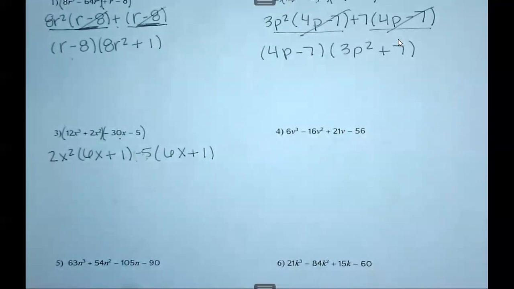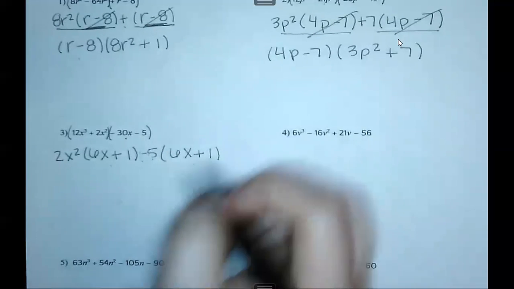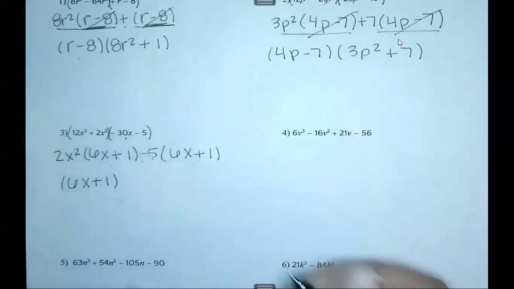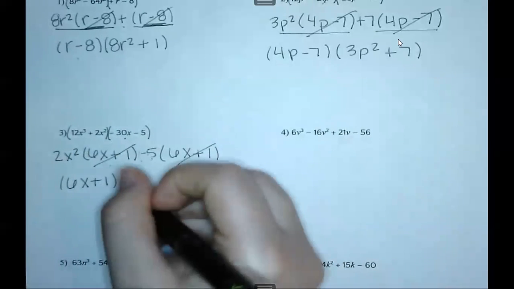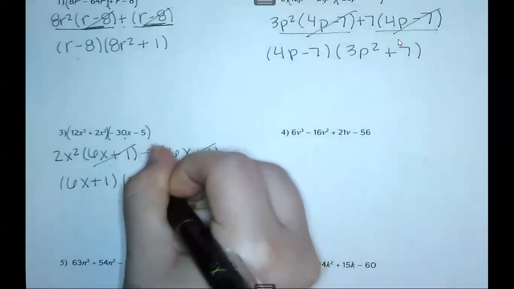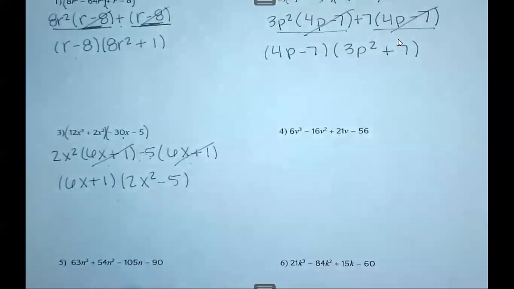All right, so now I notice they both have a 6x plus 1 in common. So I'm going to pull that to the front. And then I need to write down my leftovers. So my leftovers from the first piece would be 2x squared. My leftovers from the second piece is negative 5. And there we go.